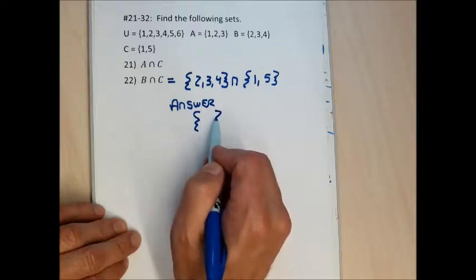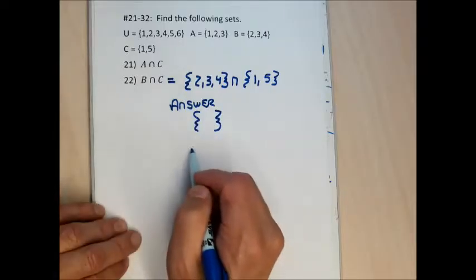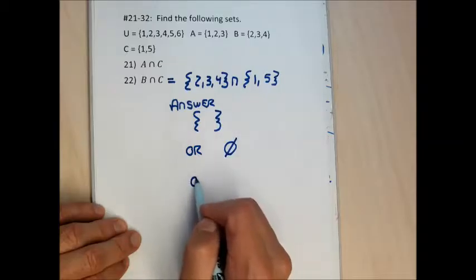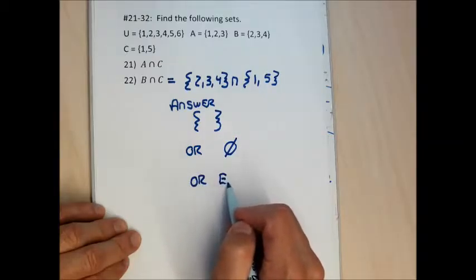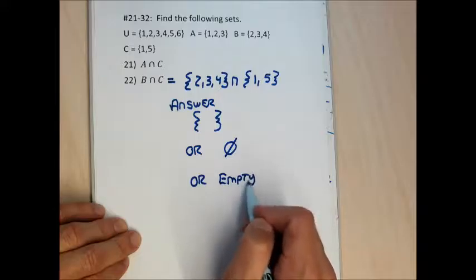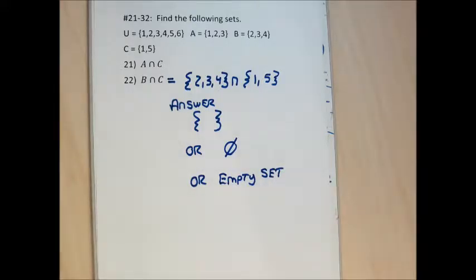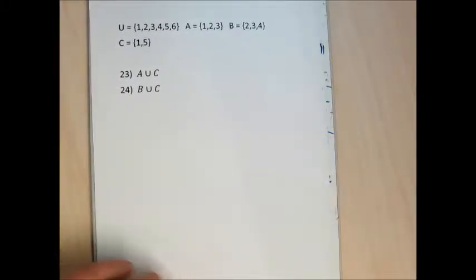I could write that for my answer for question 22, or I could write that, or I could write the word empty set. One of those three answers needs to be done. When you do your answer for 21, you're not going to get an empty set for your answer. So I'll move on to do 24.